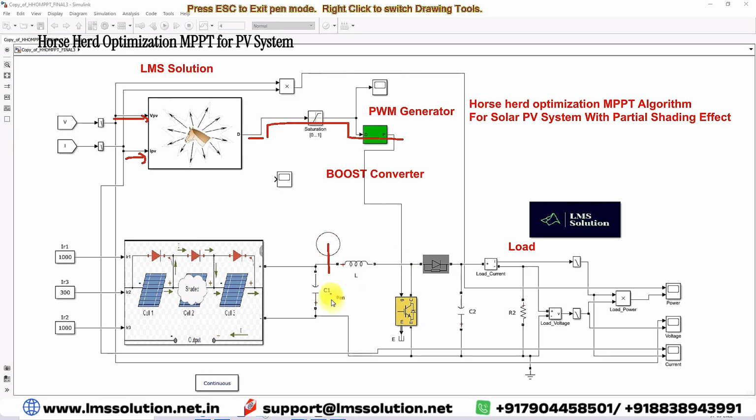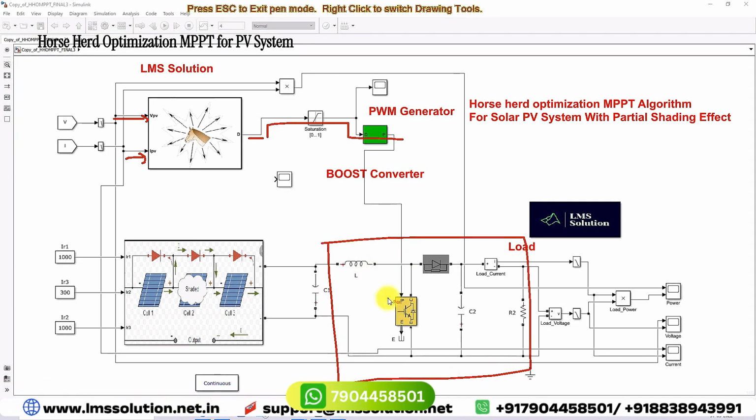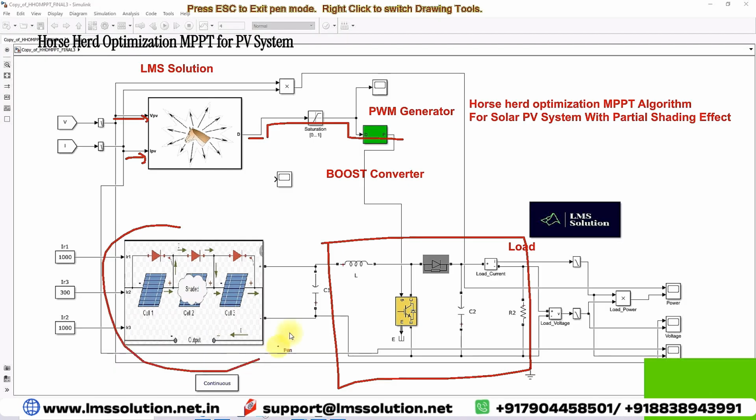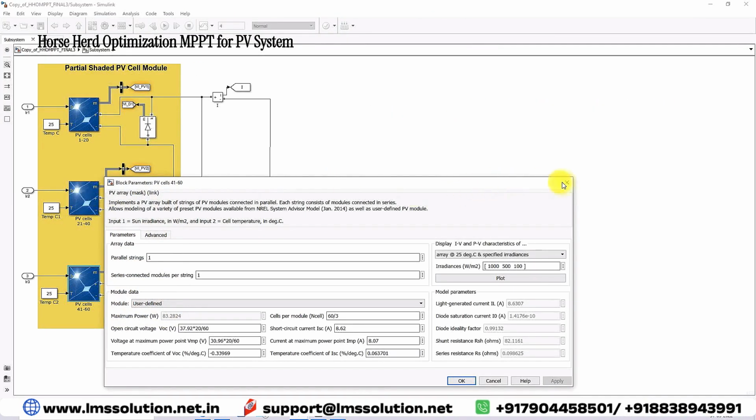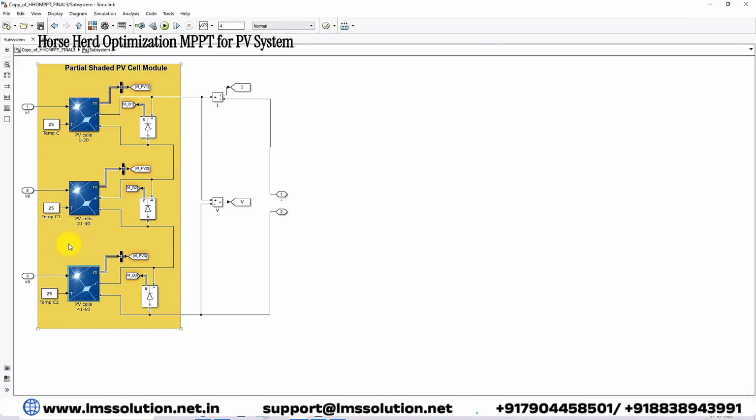This is known as the boost converter. This boost converter is controlled by the duty cycle from the cascade optimization MPPT for extracting the maximum power from the PV panel. This is the PV panel, and this is the load. Here we have 3 panels, that means the total number of cells is 60. Each 20 cells are connected in series in order to create the partial shading effect.